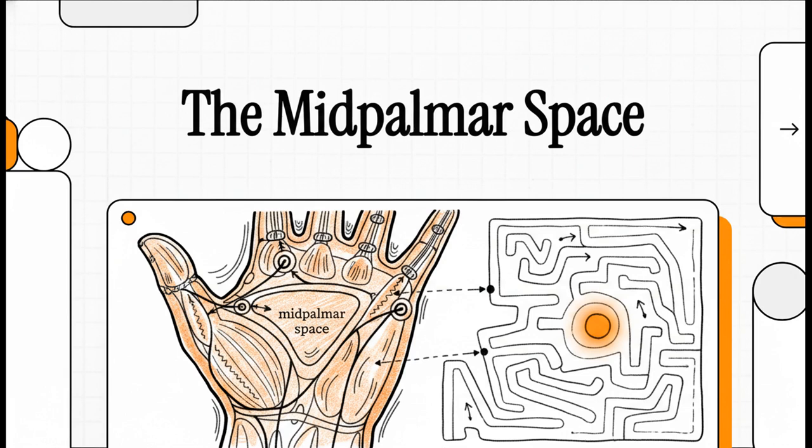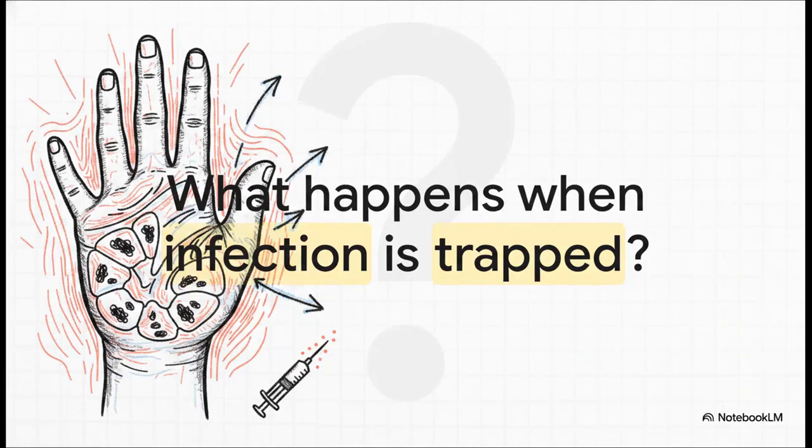Today we are going to focus on one of the most clinically significant, yet totally invisible structures in the human body, the mid-palmar space. We're going to map out its boundaries, figure out exactly how it's built, and uncover why knowing the layout of this hidden room is absolutely crucial in a medical emergency. Let's get into it.